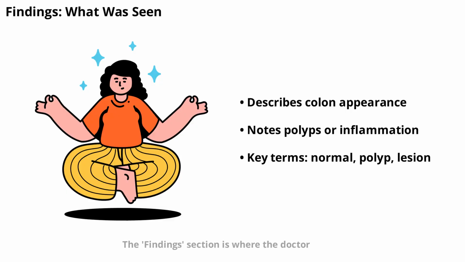The findings section is where the doctor records what was observed during the colonoscopy. This might include descriptions of the colon lining, presence of polyps, inflammation, or other abnormalities. The language can be technical, but key terms like normal mucosa, healthy lining, or polyp growth are important to note. This section sets the stage for the lab analysis that follows.